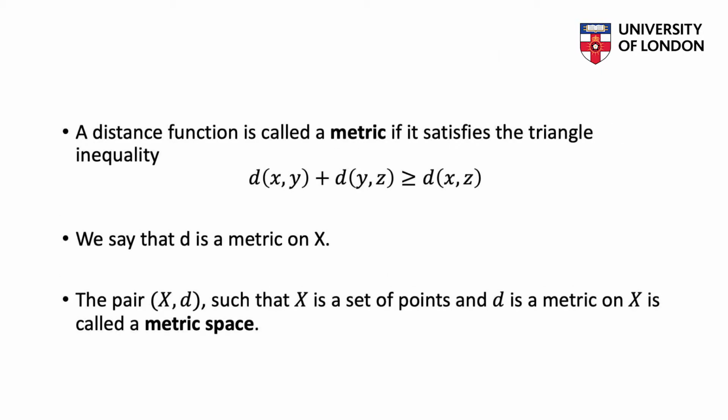A distance function is called a metric if it satisfies the triangle inequality, d of x,y plus d of y,z is greater than or equal to d of x,z. We say that d is a metric on X. The pair (X, d), such that X is a set of points and d is a metric on X, is called a metric space. Let's now look at an example.